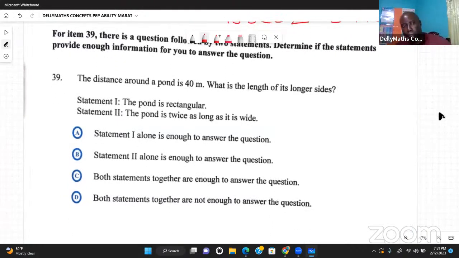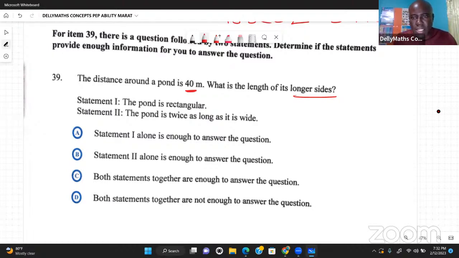All right, let's look. It is saying that the distance around a pond is 40 meters. What is the length of the longer side? All right, so we don't know anything yet. The distance around, so the perimeter. They're saying to us that the perimeter is 40.